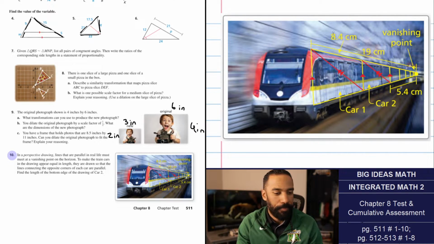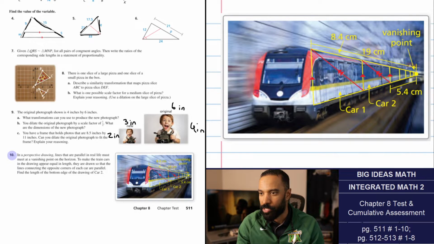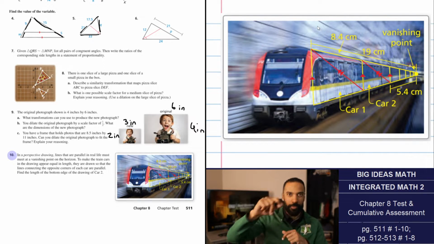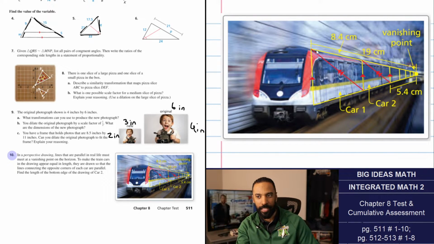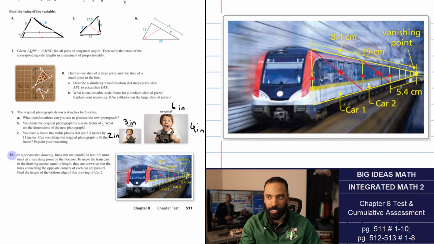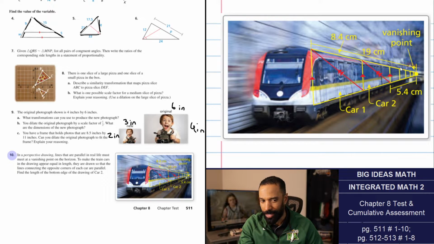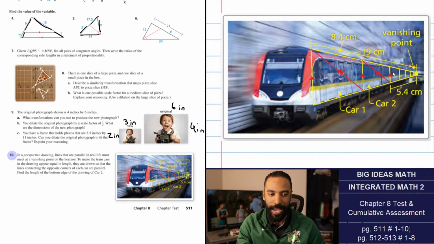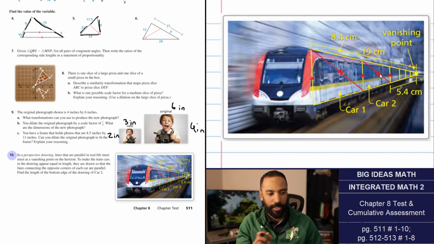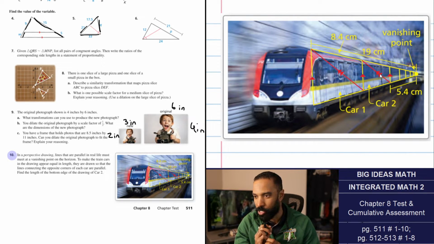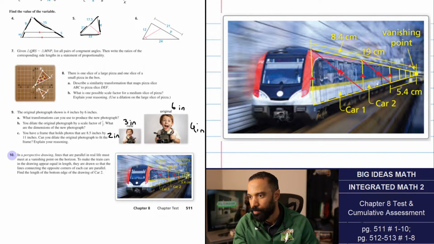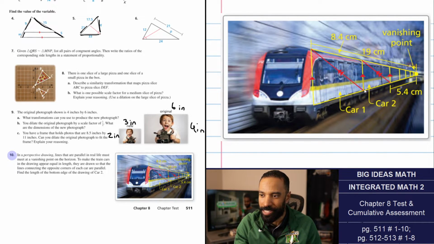Lines that are parallel must meet at a vanishing point on the horizon. So, if you have a train, it's parallel going like this, but when you see it in a picture, those parallel lines just go away like that, so they're not truly parallel anymore. To make the train cars in the drawing appear equal in length, they're drawn so that the lines connecting the opposite corners of each car are parallel. Find the length of the bottom edge of the drawing of car 2. So here's car 2. We need this length right here.